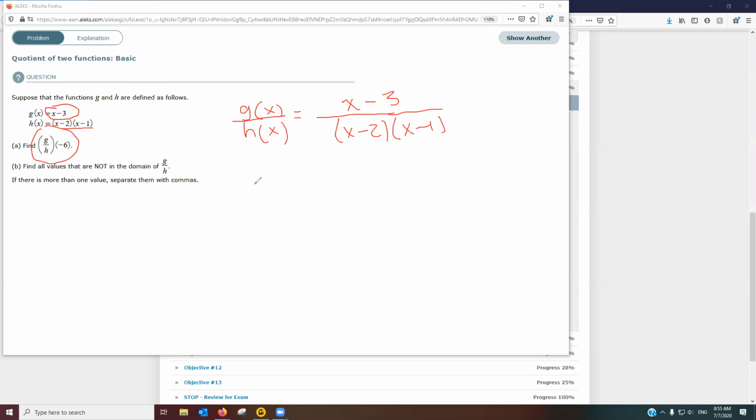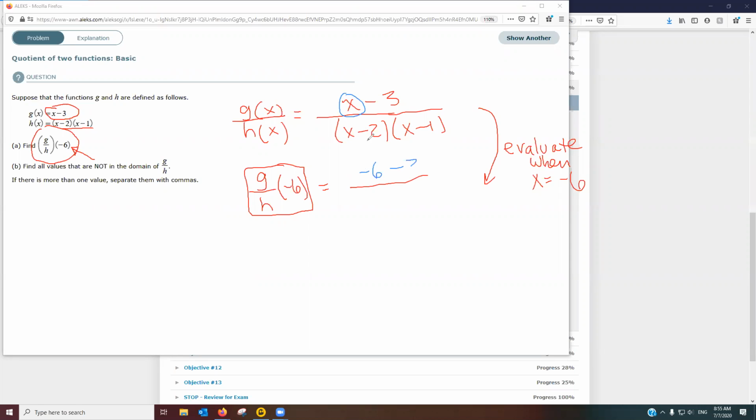All right, but now they want me to evaluate when x is negative 6. So they're asking me to evaluate this function when x equals negative 6. And they write it as g over h of negative 6. That's just another way to say plug in negative 6 anywhere you see x. Okay, so let's do that. I'm going to take this x here and replace it with a negative 6. Go down to the bottom here. I'm going to replace this x with a negative 6. And one more here. Replace that x with a negative 6.